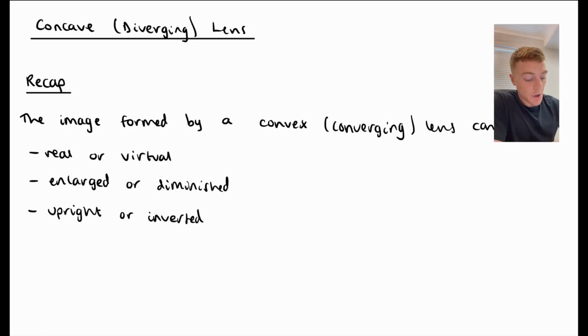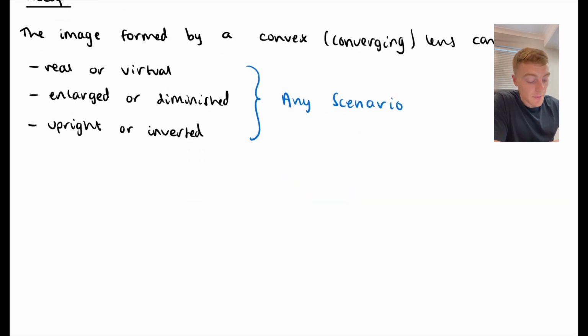Okay, so in this video, I want to go through concave lenses, or in other words, diverging lenses. Now, just to recap, in my last video, we said that convex lenses can form any sort of image. So it can be real or virtual, enlarged or diminished, upright or inverted. So any scenario is possible for a convex lens. Okay, for a diverging lens, things are slightly different. They form a specific type of image.